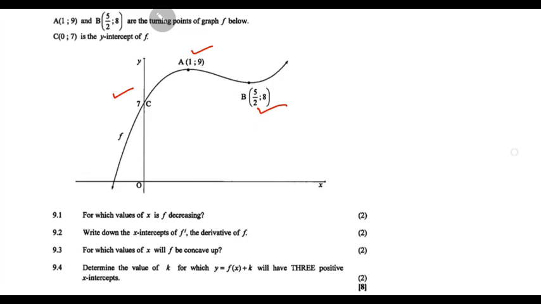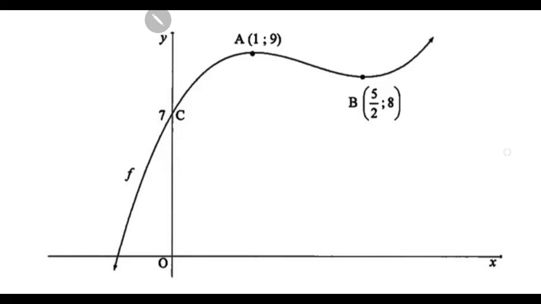The first question says, for which values of x is f decreasing? So identify the intervals where the function is decreasing. Moving left to right, the graph is increasing till this turning point. From this turning point it is decreasing, decreasing till this turning point, then increasing again.